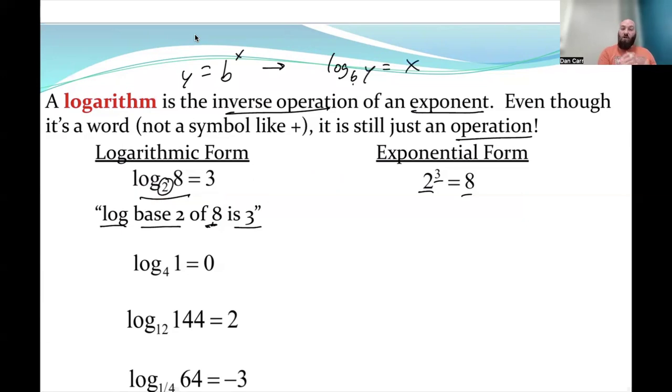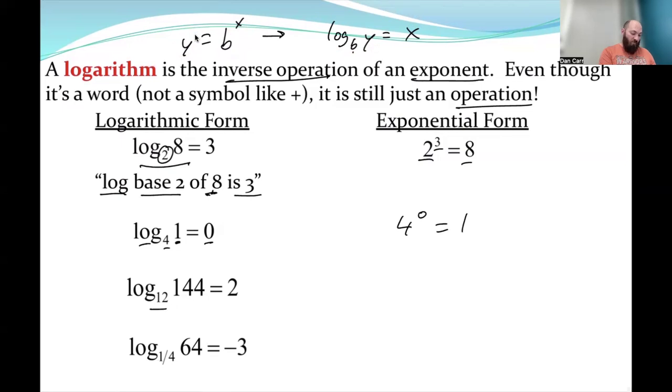Okay, so look at those positions. The exponent is right here with our logarithm. Our base is this base right here, and then this value that it equals, so b to the x, is in that spot right there. So I can do all the same things here with our exponential forms. Log base 4 of 1 equals 0. The exponential form of that is saying 4 to the 0 power is 1.